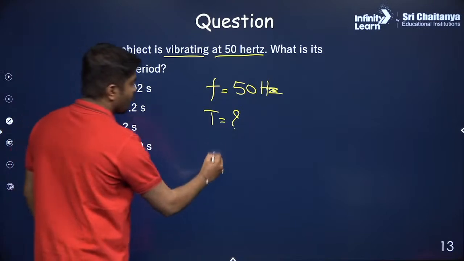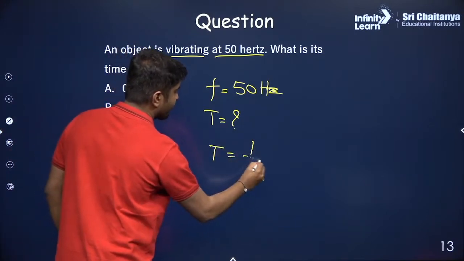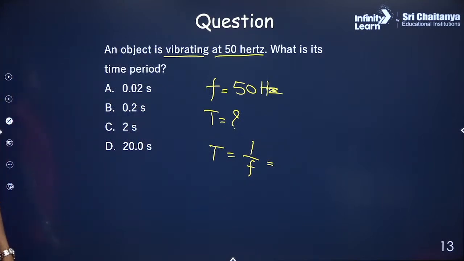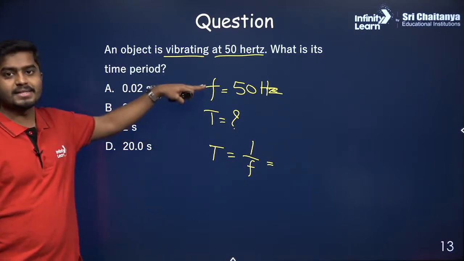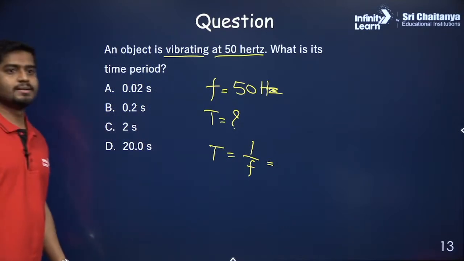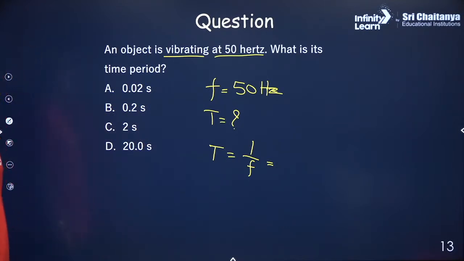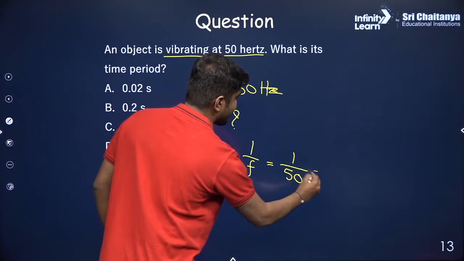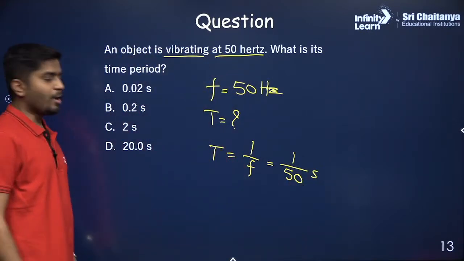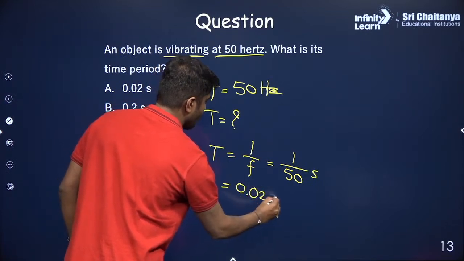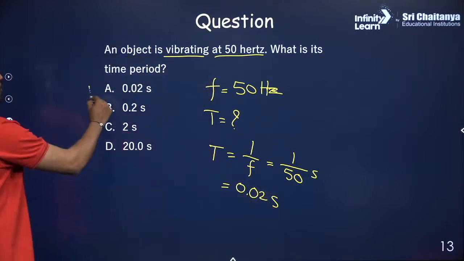I'll tell you the formula. Time period is 1 by frequency. So solve it. Just take the inverse of the frequency, and you will get the time period. So what should be the answer? 2 seconds? No, 2 seconds is not correct. So 1 divided by 50 seconds will come out to be 0.02 seconds, which is option A.